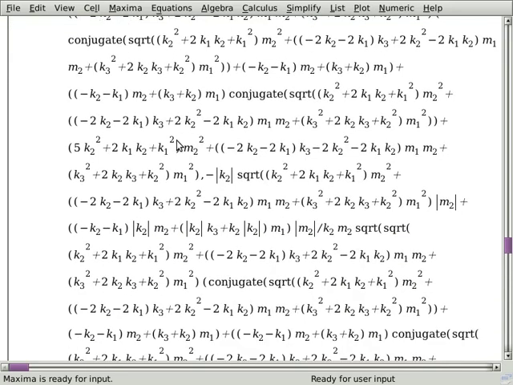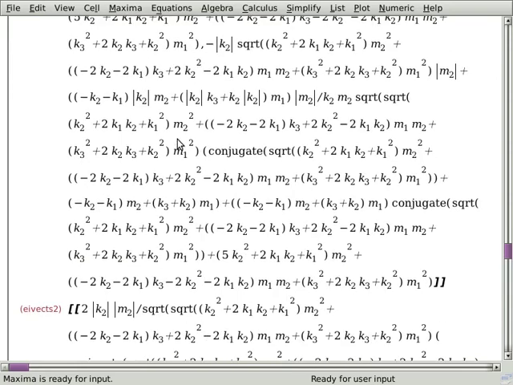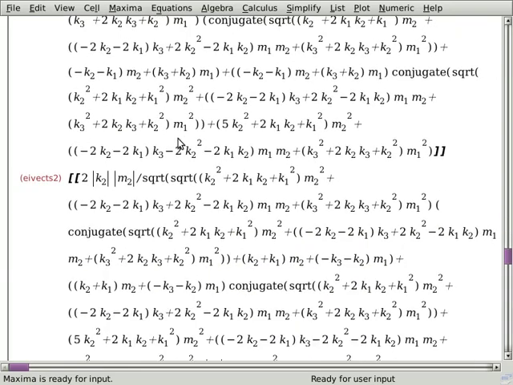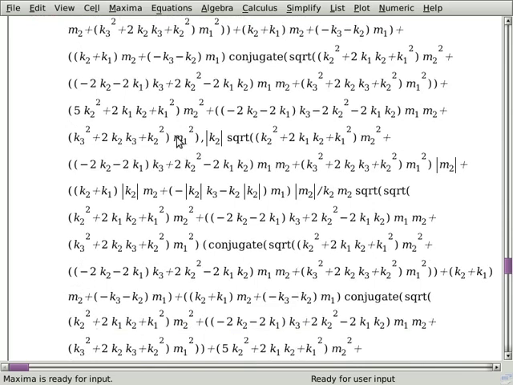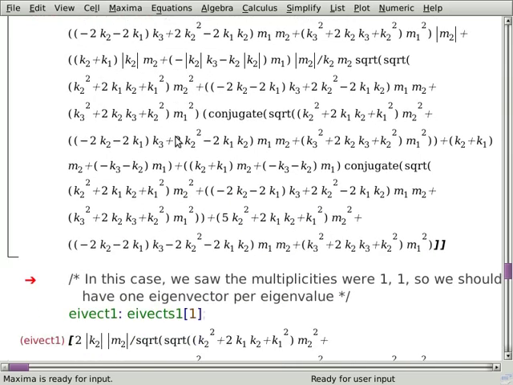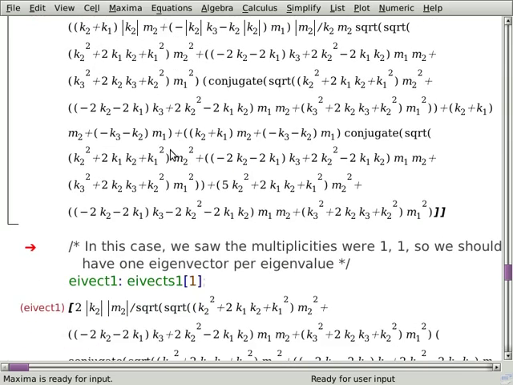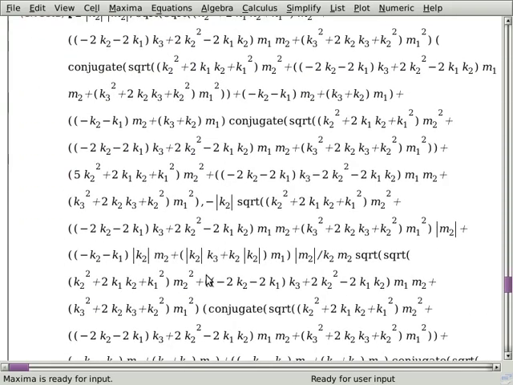And these are the long things with the conjugates in it. And oh my goodness, that's painful. And here they both are. Ouch. Okay. And here I say, let's go ahead and call EI vect one. I'll actually pull out the first element, which is the only element because the multiplicity was one.